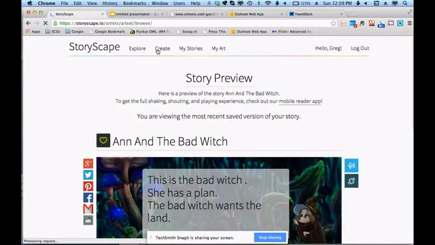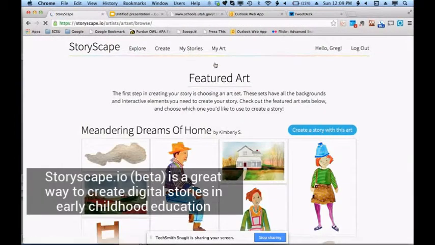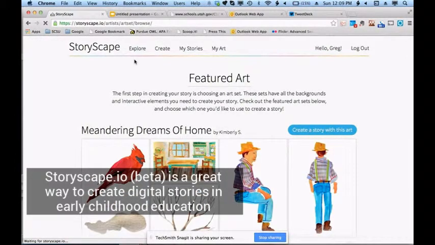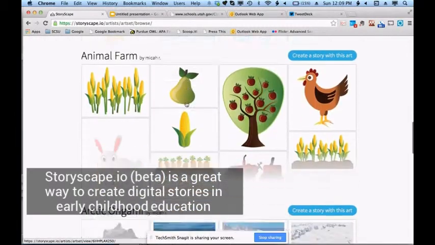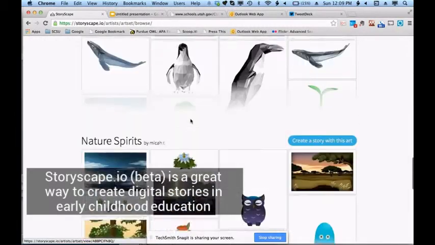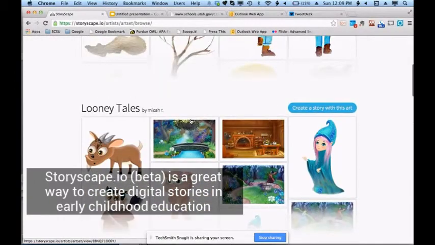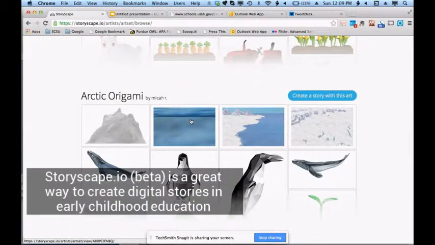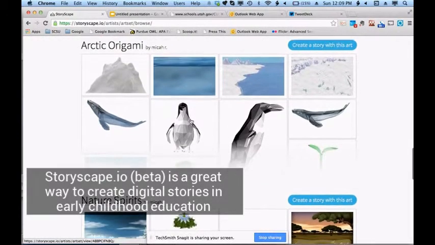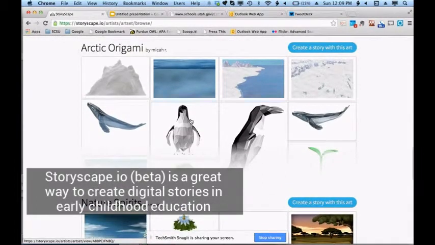Let's create a story. Which art group do you want to do? All of these guys again? The farm? Arctic? You want to do the Arctic stuff? Well, Ben, we'll do this Arctic one. And Ben, which one do you want to do? Do you want to do one with penguins? No. I'm going to do one with a person. A dolphin. With these whales? You want to do that? Because that has an oar.